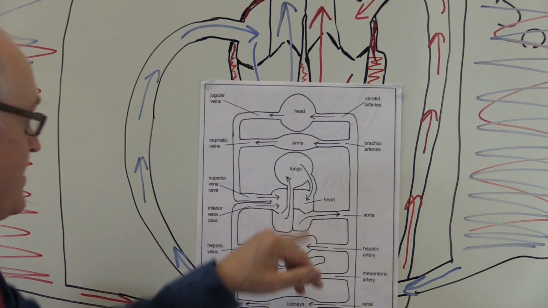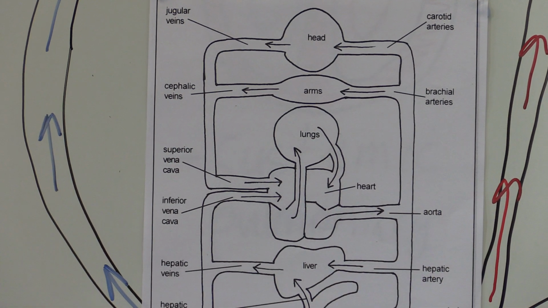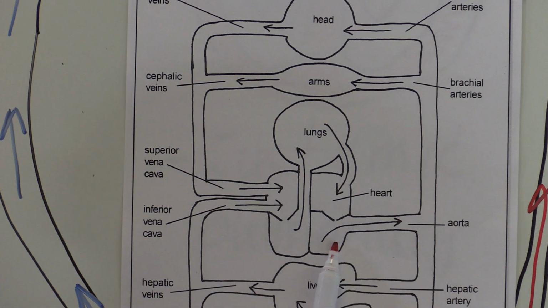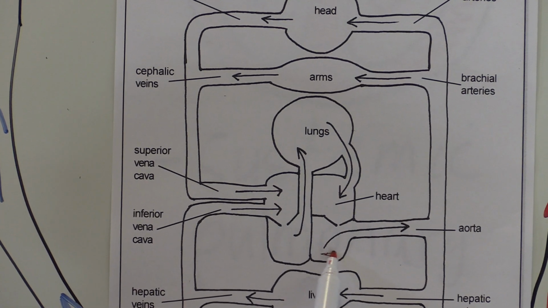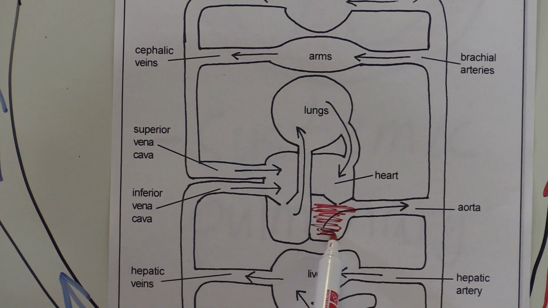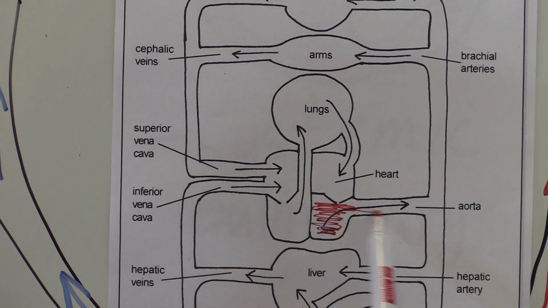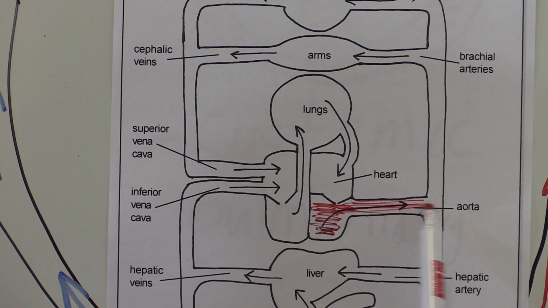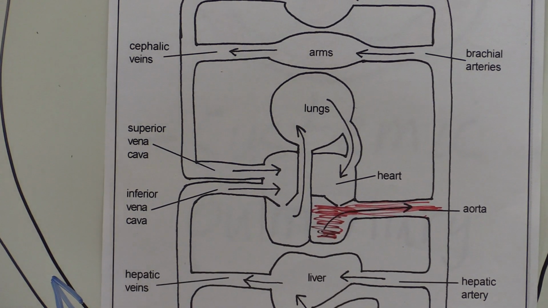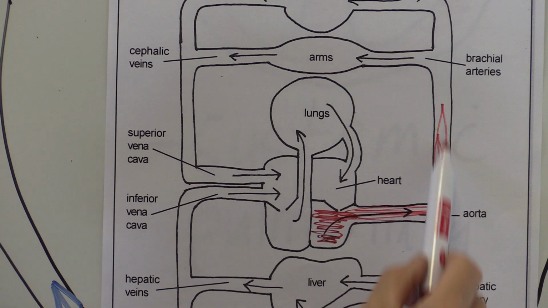Now, I think we'll start with the heart here in the middle. And again, if we start with the left ventricle, which is this chamber here, that's going to pump oxygenated blood into the aorta. And some of that blood is all oxygenated blood here.